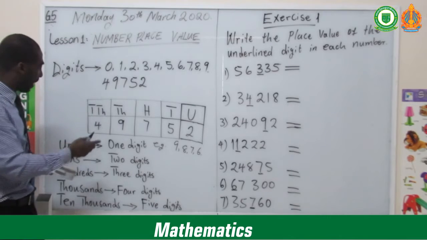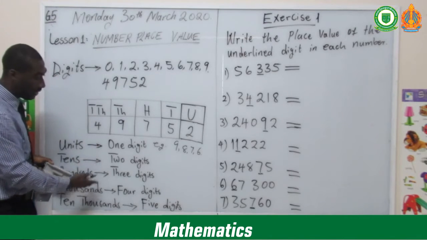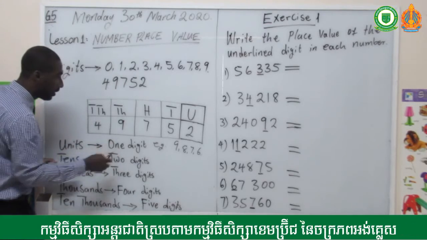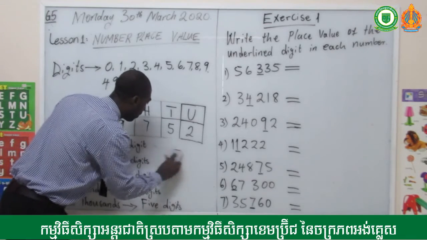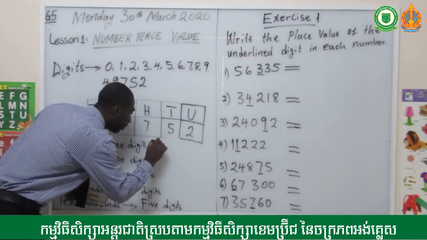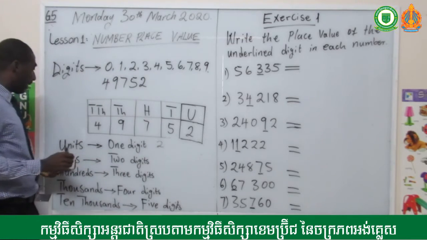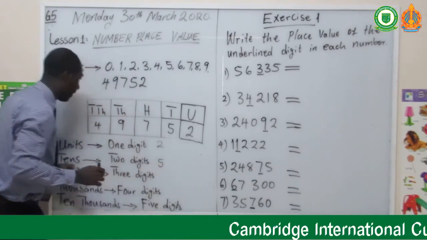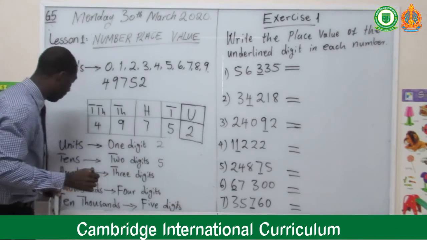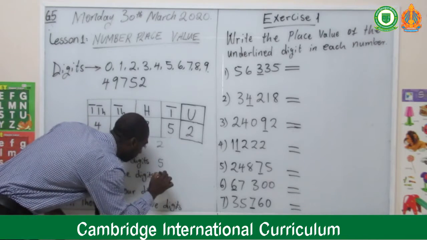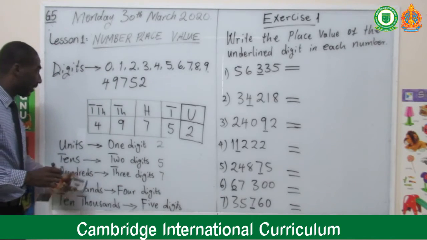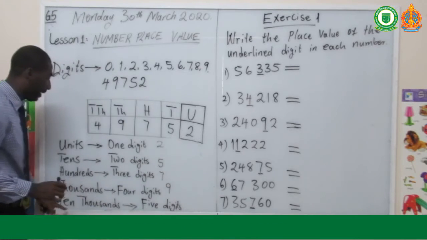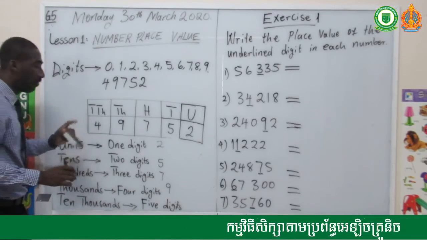If we are to write this alongside the categories that we have here, first of all, our units is going to be 2. Our tens is going to be 5. And then our 100 is going to be 7. Our 1,000 is going to be 9. And then our 10,000 is going to be 4.